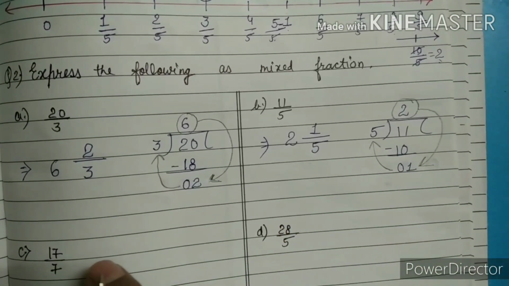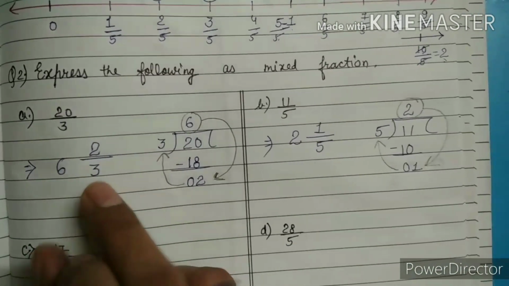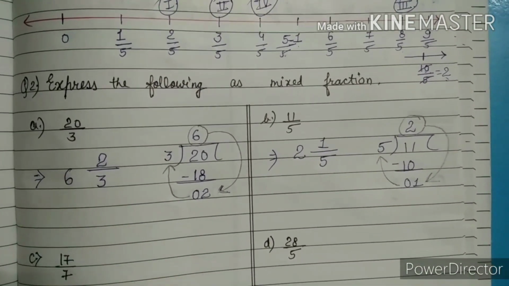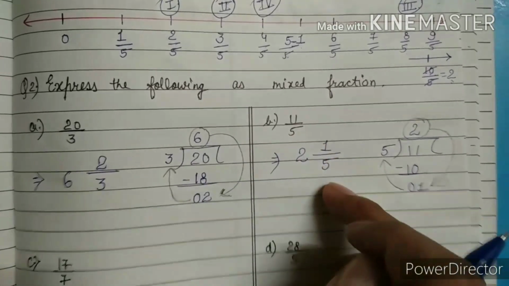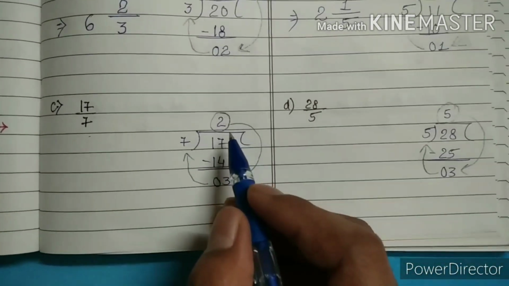You can again see here the denominator is same in the answer. Okay, always the denominator comes in the mixed fraction same as previous. Here is 3, here is 5. See, same as previous. 17 will divide by 7, so its answer is 2.